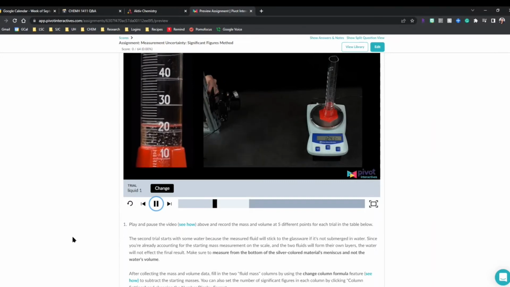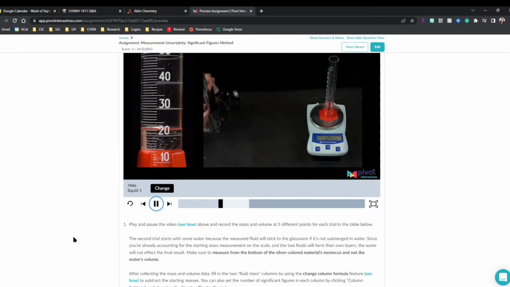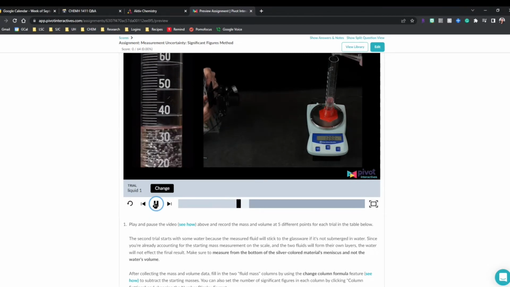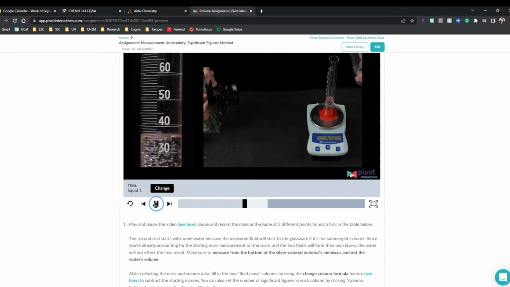And then it kind of gives you some time while you're writing that down. And then there's another measurement. You're adding more liquid of the same liquid in. So then you pause it again, take your measurement again, and so on.